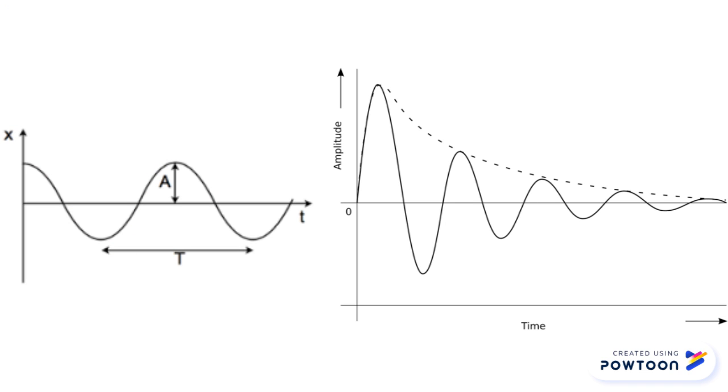You can also tell if a system is in simple harmonic motion based on its graph. The graph on the left is of a simple harmonic motion system, as the graph is constant. The graph on the right has varying amplitudes, making it not in simple harmonic motion.